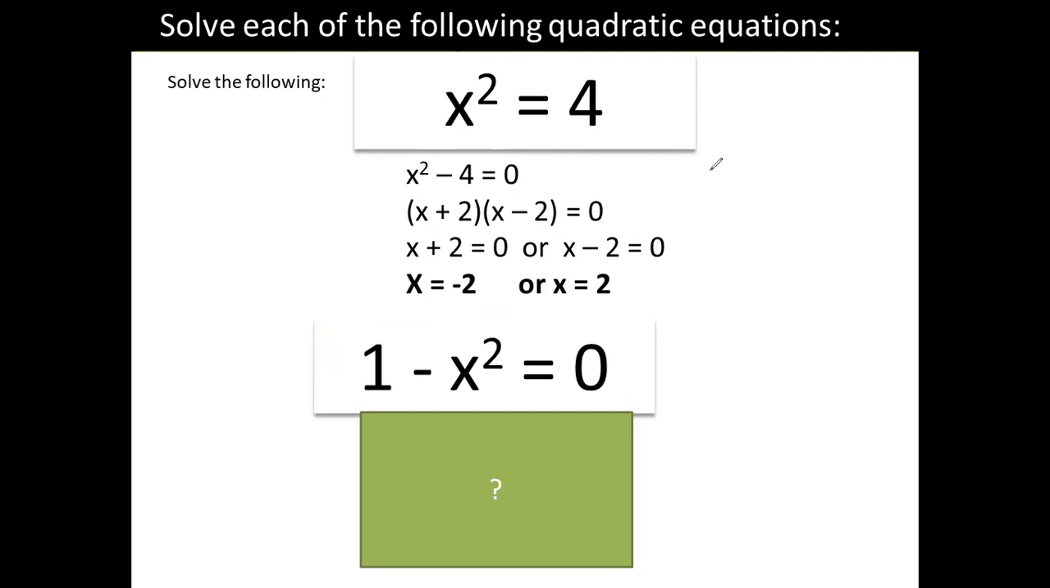Okay. 1, a perfect square, minus x squared equals 0. What are the factors? 1 plus x times 1 minus x equals 0. All right, that's good. That's correct. So the factors of 1 minus x squared equals 0.